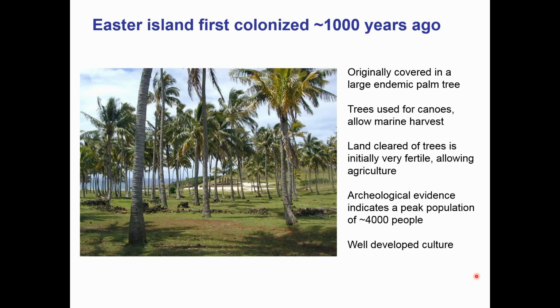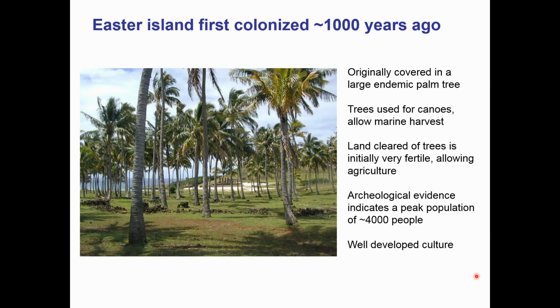And archaeological evidence of the island indicates that a peak population on this island hit about 4,000 people. So this small little tiny island, because it was so fertile and the oceans around it were so fertile, was able to support 4,000 people. It had a strong cultural hierarchy. There were chieftains, there were bureaucrats. It was a strong social network. And Easter Island, as a consequence of its fertility, actually had a very well-developed culture.